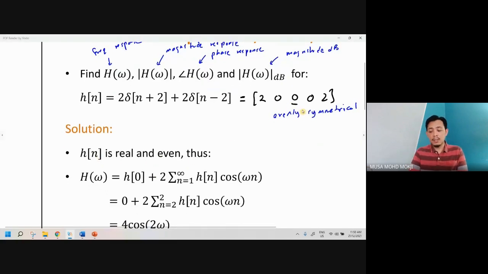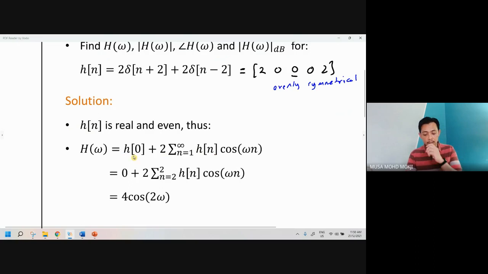Now we know that this is evenly symmetrical, and every value is real. Of course, we're not going to do a complex time domain signal, so you can just ignore this real because we're going to use all real values in the time domain. So h[n] is even, and this is where we can use this equation.